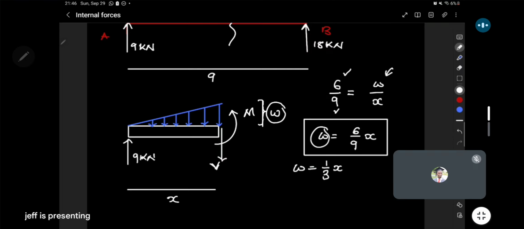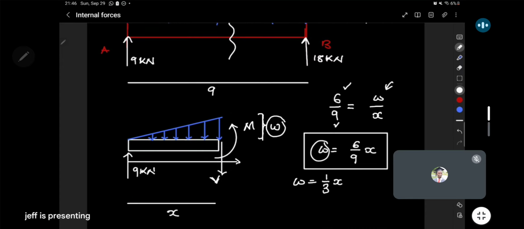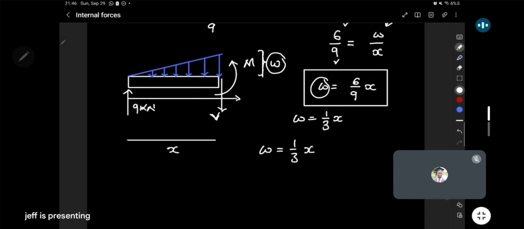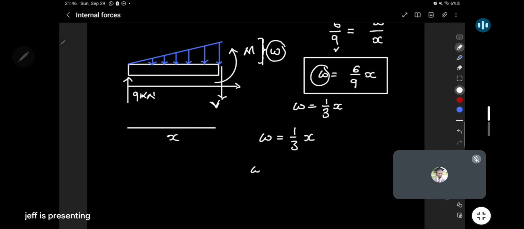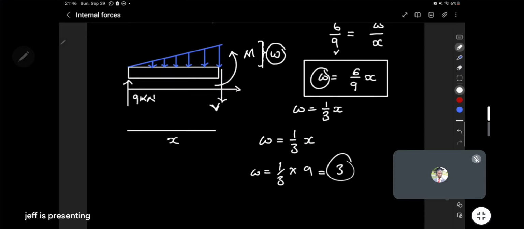What this is telling us is, because our x will be measured from point A here, the further your section is, the greater the distribution will be, which makes sense. Here we have W equals 1 over 3x. By the time you go 9 meters from B, meaning x is now 9, you're going to have 1 over 3 times 9. And 1 over 3 times 9, 3 into 9, this is going to go 3 times. Plus 3? No. Yeah, this actually makes sense.